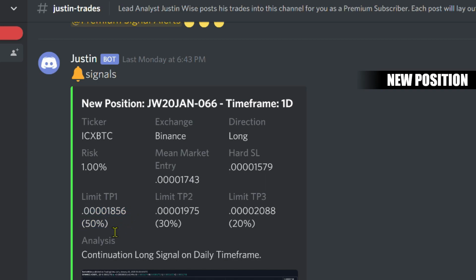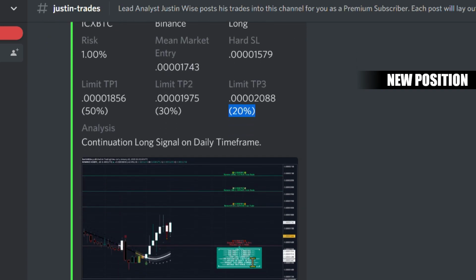The percentage indicates how much profit is to be taken at given price levels. 50% means you will close half of your position out in profit when the price hits this target. Hitting TP2 in this example will mean closing out an additional 30% of your original position, and by TP3, 20% will have you closing out the remainder of your position.